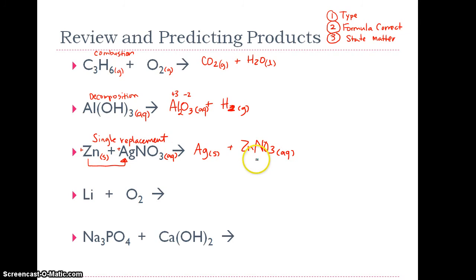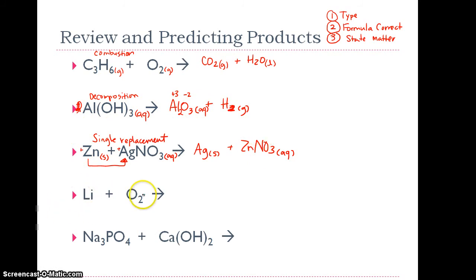All right, now we can go back and balance it. So here you have 1 Al, here you have 2. So we have to write a 2 out in front. Now you have 6 oxygens. Oops, so I'm going to have to change this one. Okay, so go back through and balance these.